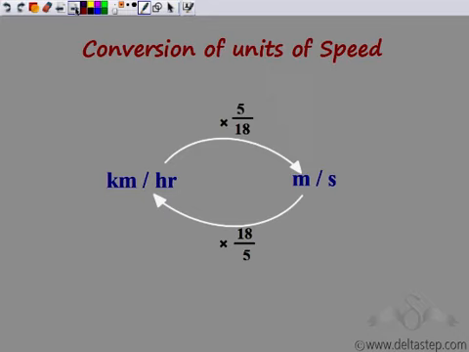When we're moving from meters per second to kilometers per hour, we're moving to a larger unit. So we multiply by a larger number in the numerator, which is 18. So remember 5 and 18. From kilometers per hour to meters per second, multiply by 5 by 18. For coming back, multiply by 18 by 5.